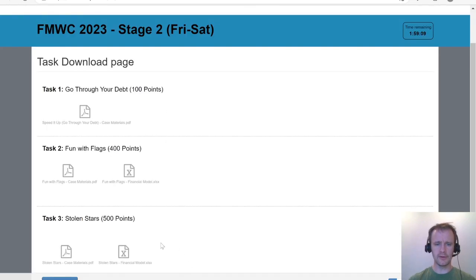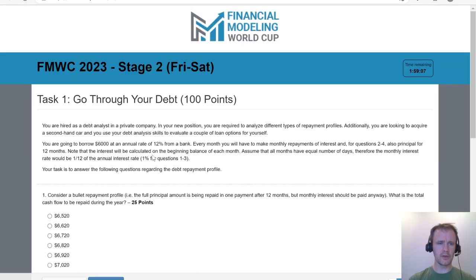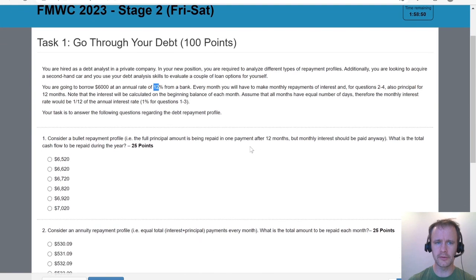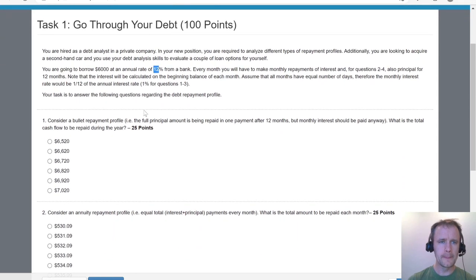And I realized I did not set up a blank Excel file for the speed it up. But anyway, hired as a debt analyst, analyze different types of repayments. Final, going to borrow 6,000 at a rate of 12% every month. Monthly repayments, also principal for 12 months. The interest will be calculated on the beginning balance of each month. Assume that all months have equal number of days, therefore fine. Consider a bullet repayment. What is the total cash flow to be repaid during the year?